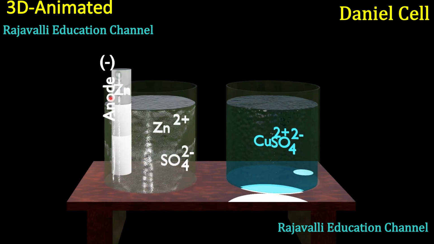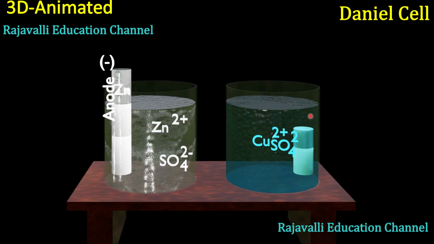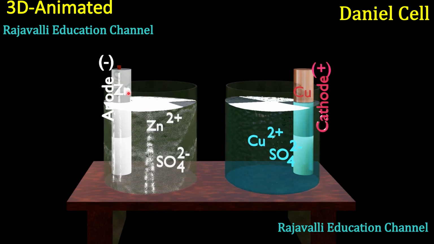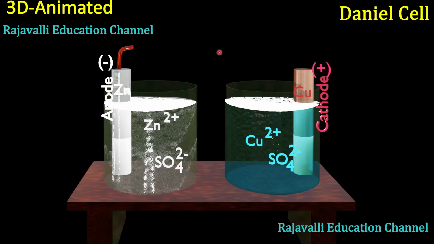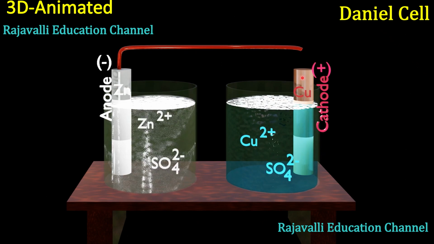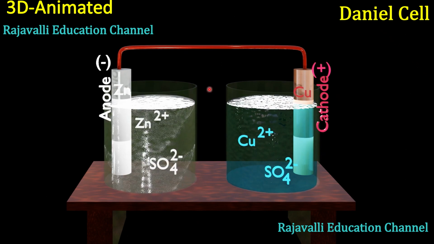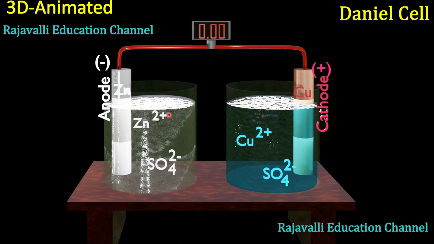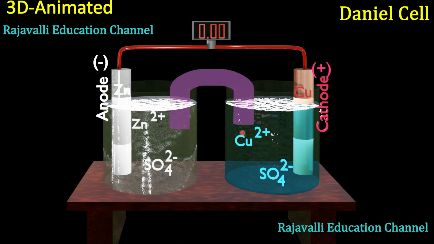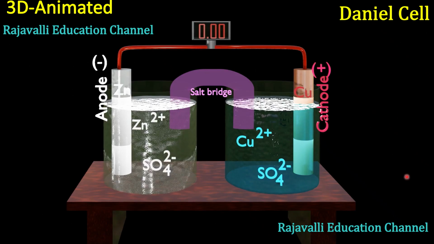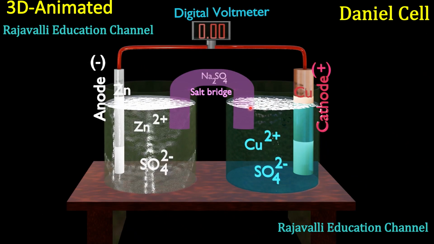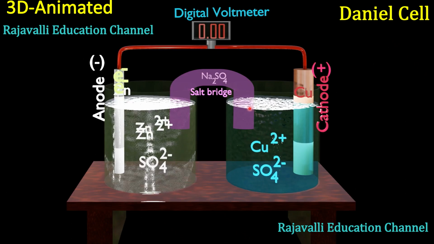Zinc rod acts as the anode and the copper rod acts as the cathode. These two rods are connected through an external electrical circuit that contains a digital voltmeter. The two beakers are connected using salt bridge. This setup is called an electrochemical cell. An electrochemical cell converts chemical energy into electrical energy.